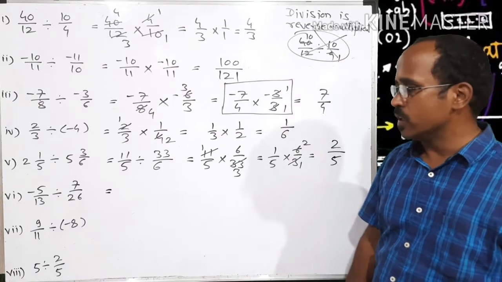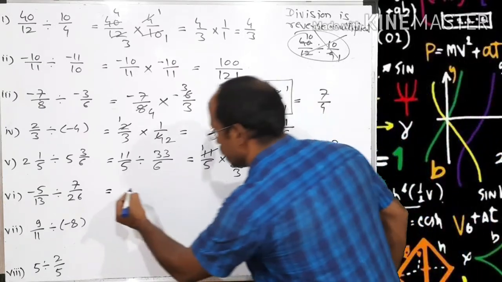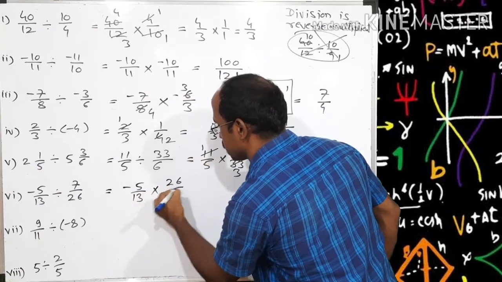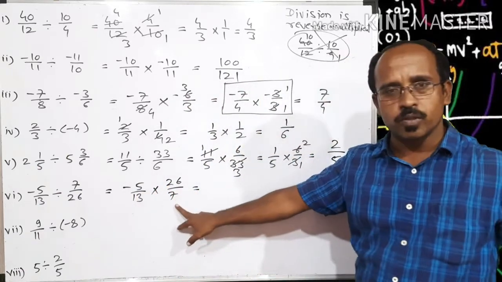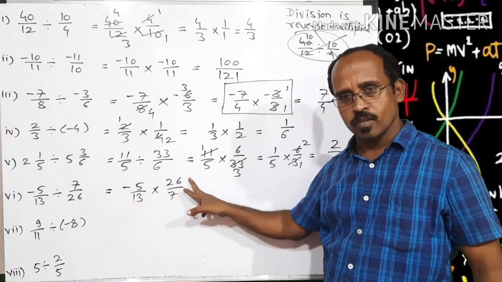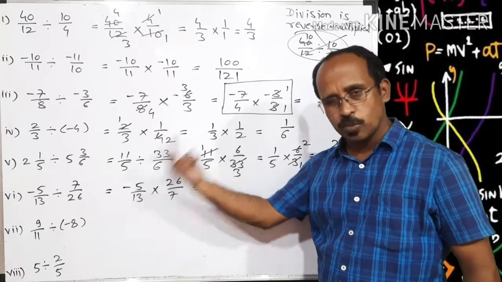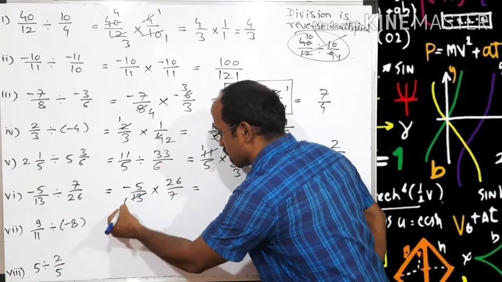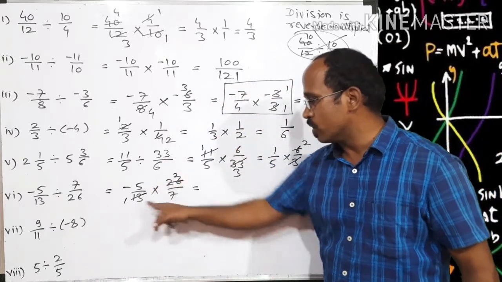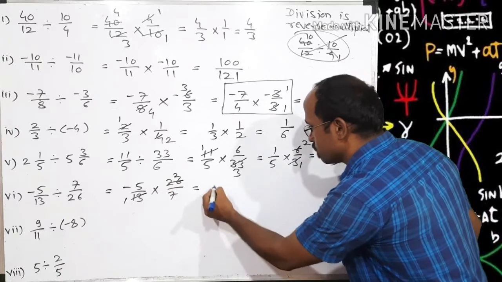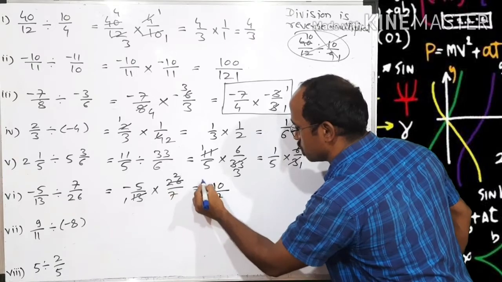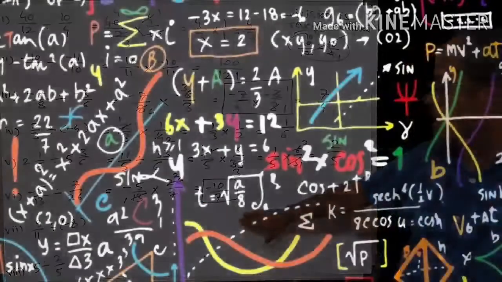Minus 5 upon 13 divided by 7 upon 26. Once again, that is equal to minus 5 upon 13 multiplied by 26 upon 7. Clear up to this? 5 and 7 are prime numbers, 13 is also a prime number, 26 is divisible by 13. 13 2s are 26. Directly divide them. 13 1s are 13, 13 2s are 26. So what remains? Minus 5 into 2 upon 1 into 7. 5 2s are 10. 1 7s are 7. Minus into plus, minus. So minus 10 upon 7 is our answer.